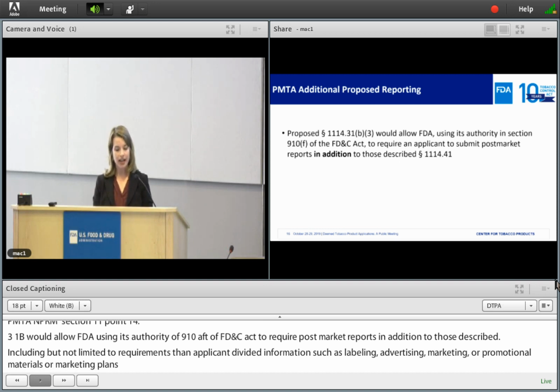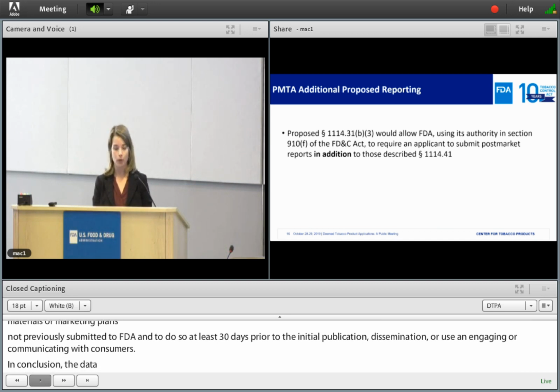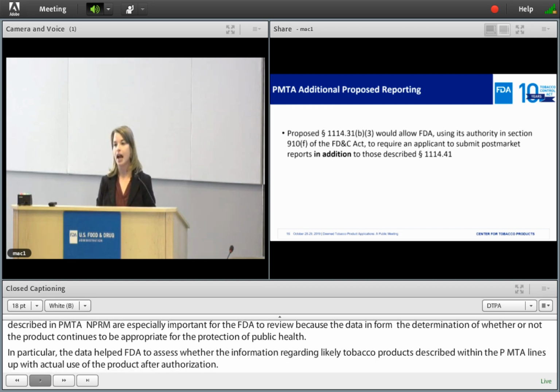In conclusion, the data described in PMTA and PRM subpart D are especially important for FDA to review because the data inform a determination of whether or not the new tobacco product continues to be appropriate for the protection of public health. In particular, the data help FDA to assess whether the information regarding likely tobacco product use behavior described within the PMTA lines up with actual use of the product after authorization. For example, if youth initiation rates associated with the new tobacco product are not what was anticipated within the PMTA, FDA may decide that the product is no longer appropriate for the protection of public health and the marketing authorization may be withdrawn.